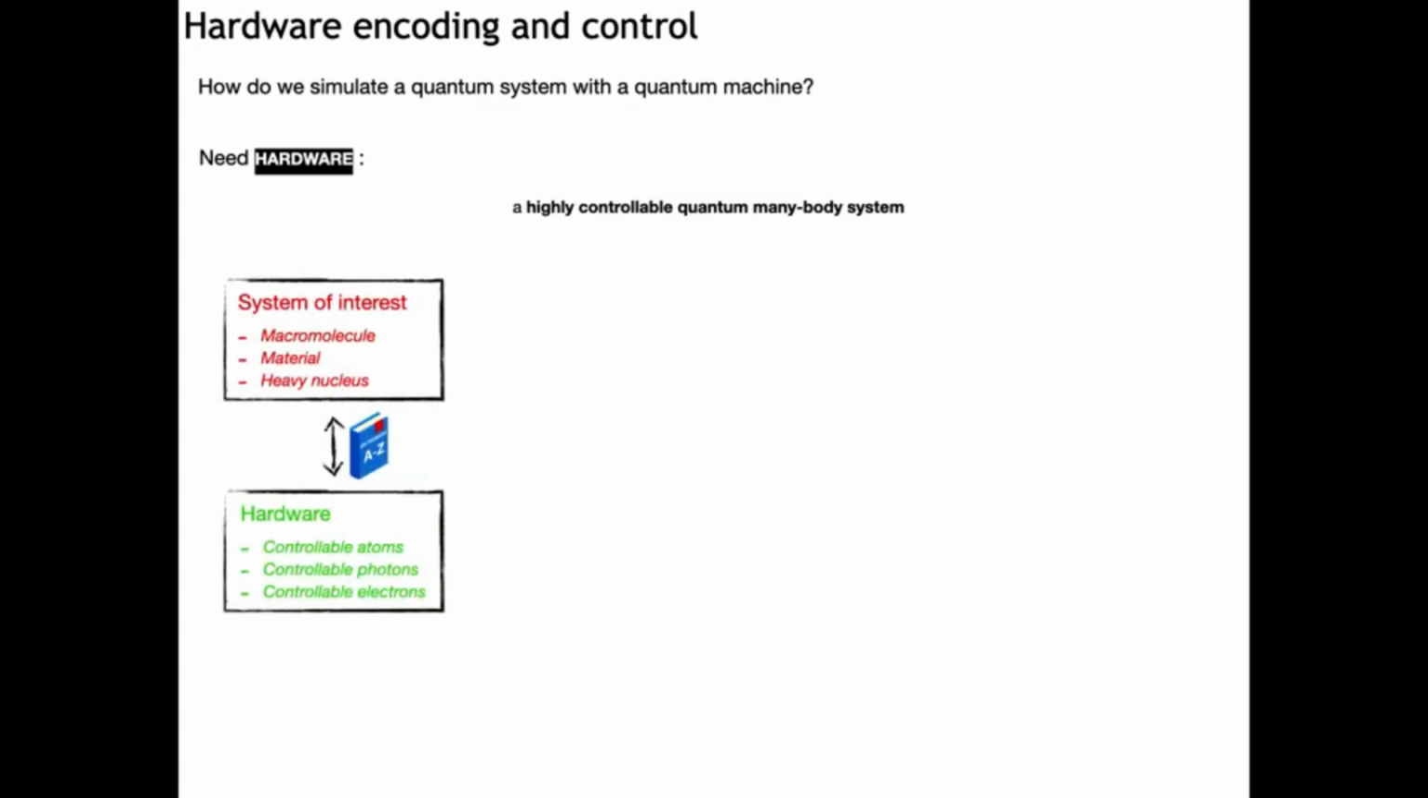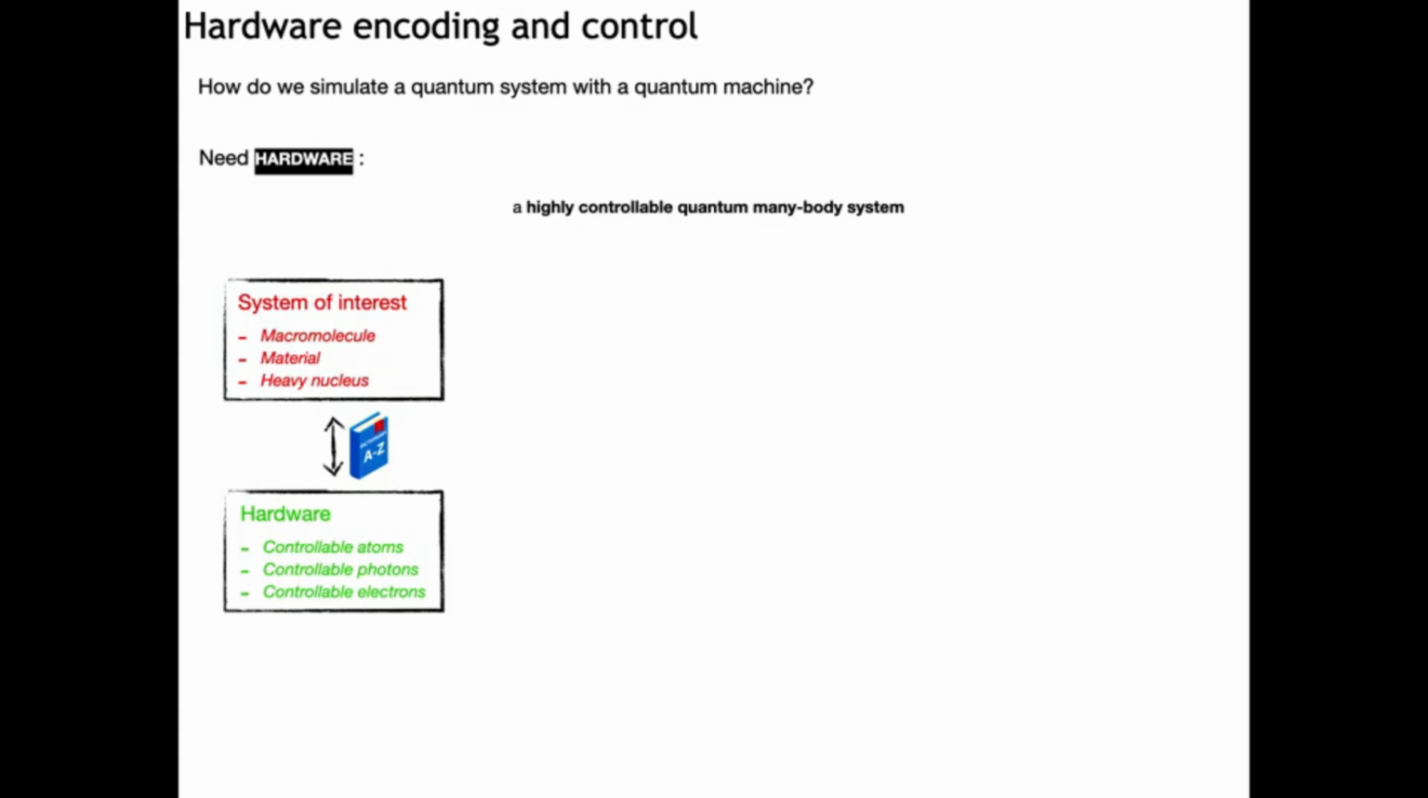In this way, we can encode the degrees of freedom of the actual system we are interested in, your favorite biomolecule or material or nucleus, in the hardware degrees of freedom, which may be atoms or photons or electrons, whatever you can efficiently control in the lab. So the point is basically building this kind of connection or bridge between the system of interest, the system you would like to simulate, and your controllable quantum hardware.